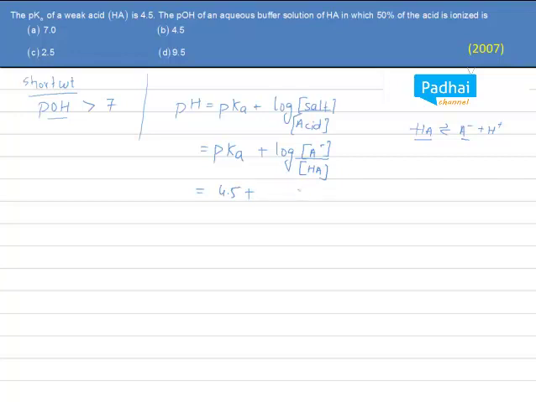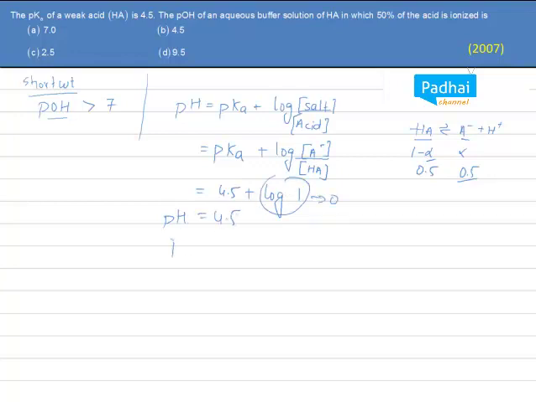Now it is 50% ionized. That means this will be 50% and this will be the rest 50%, so their concentrations will be the same. That means log 1. 50% ionized means 1 minus alpha will be equal to alpha, where alpha is 50% or 0.5. So this will be 0.5 and this will also be 0.5. That means the concentrations are the same, so the log term will be 0.